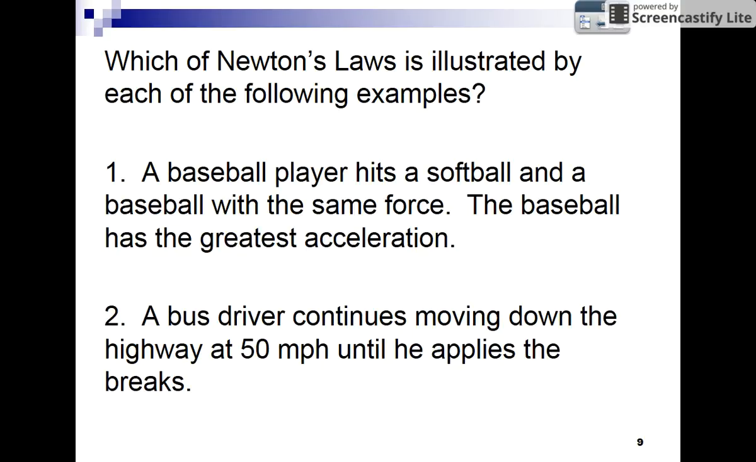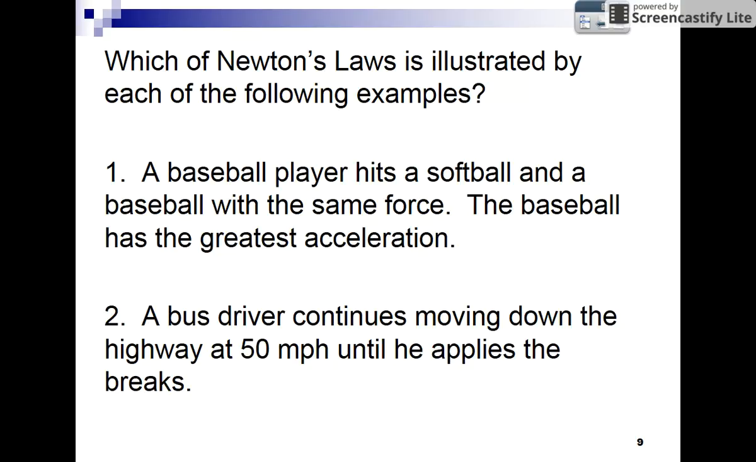The next example, your weight pushes down on the floor, and of course you know that the floor is pushing back on you. All right, of these laws of motion, here's some examples, and we're going to go through them and try to figure out which law they represent. So the first one says a baseball player hits a softball and a baseball. He's hitting both of the balls with the same amount of force. The baseball has a greater acceleration, though, than the softball.